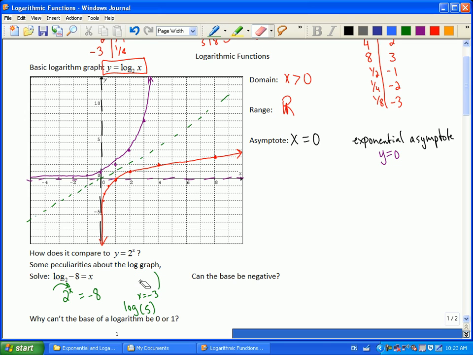Okay, so a log must take a positive value or argument.